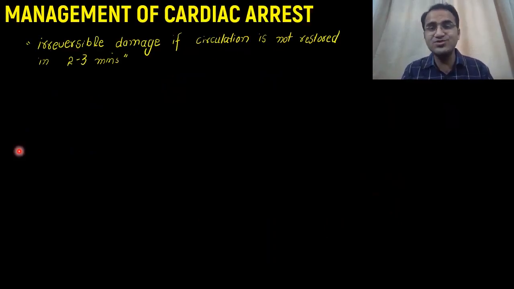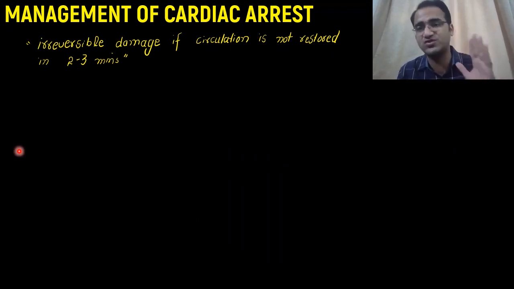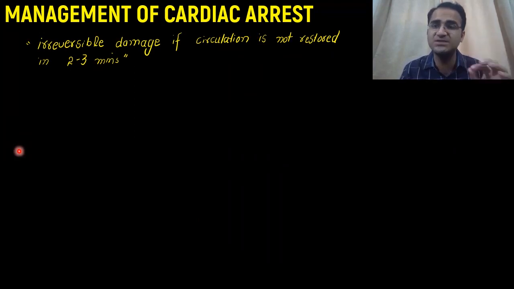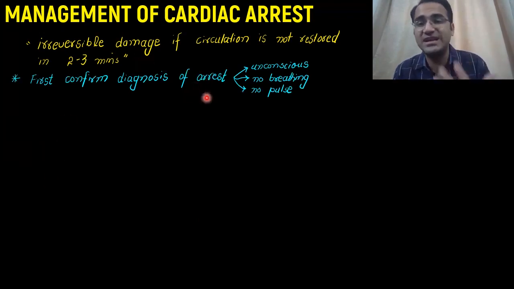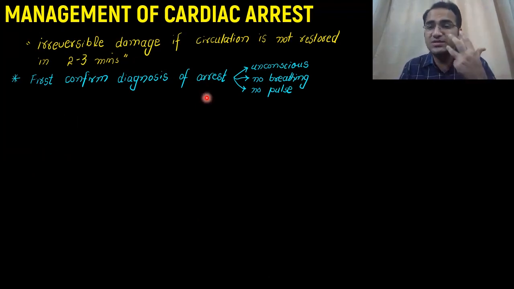Whenever a patient presents to you with cardiac arrest, you must remember that irreversible damage to the brain will take place if circulation is not restored within 2 to 3 minutes. So you must attempt to restore the circulation within 2 to 3 minutes. First, you should confirm the diagnosis, whether the patient is having an arrest or not. You should see whether the patient is conscious or not. The patient should be unconscious, there should be no breathing, and pulses should be absent.